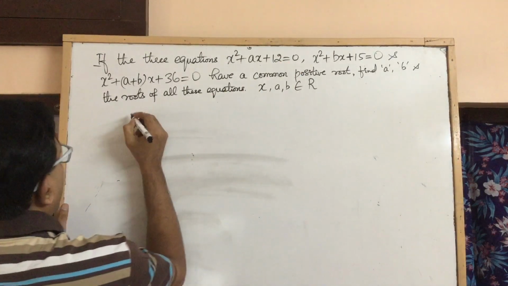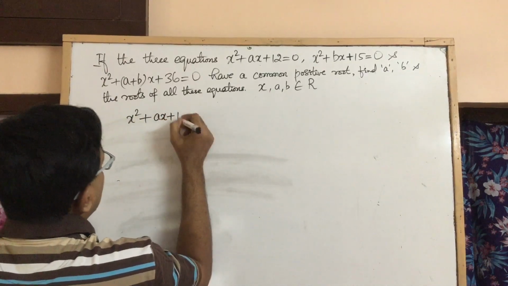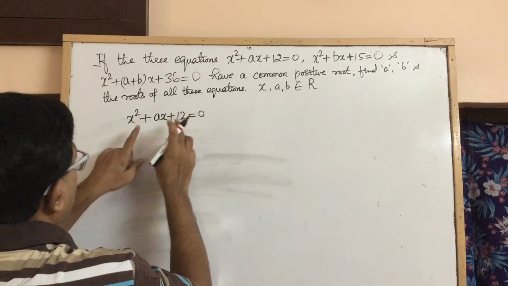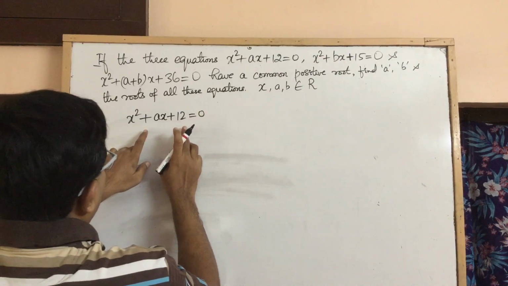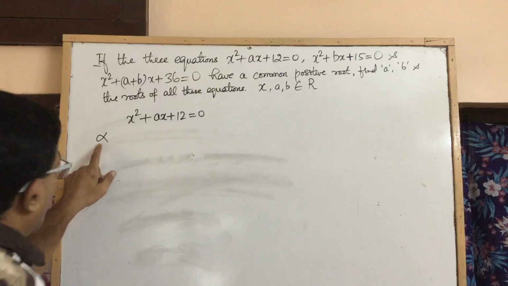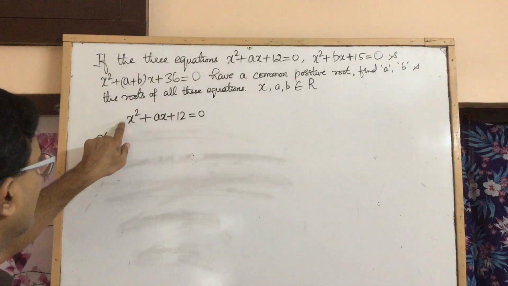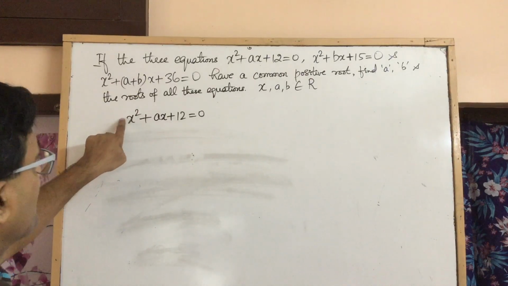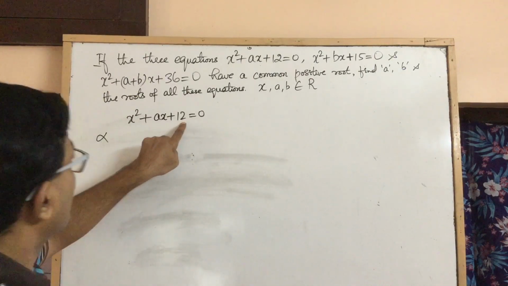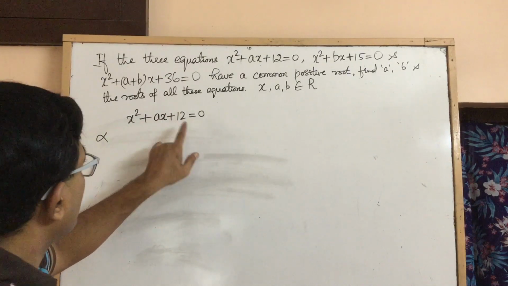So now we could look at the roots of this equation. Let's say alpha is one root. Then the product of the roots would be 12, 12 divided by 1, because the coefficient of x squared is 1 and the constant term is 12. So the product of the 2 roots of this equation would be 12.